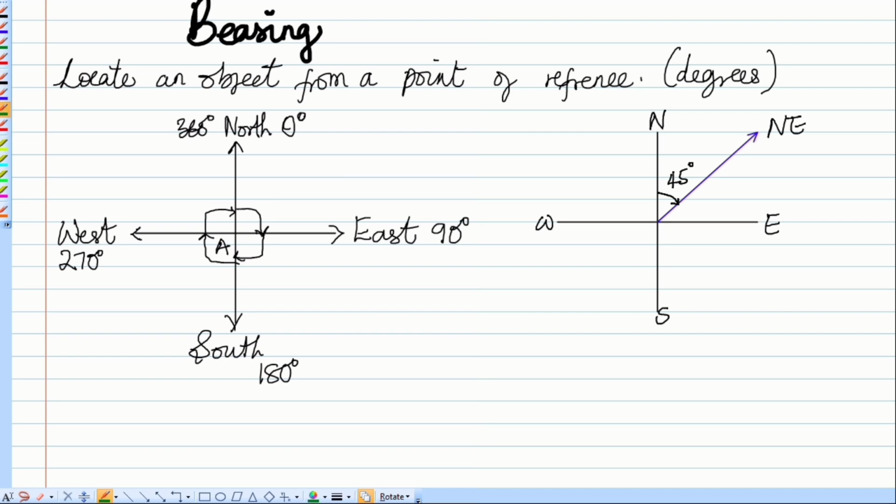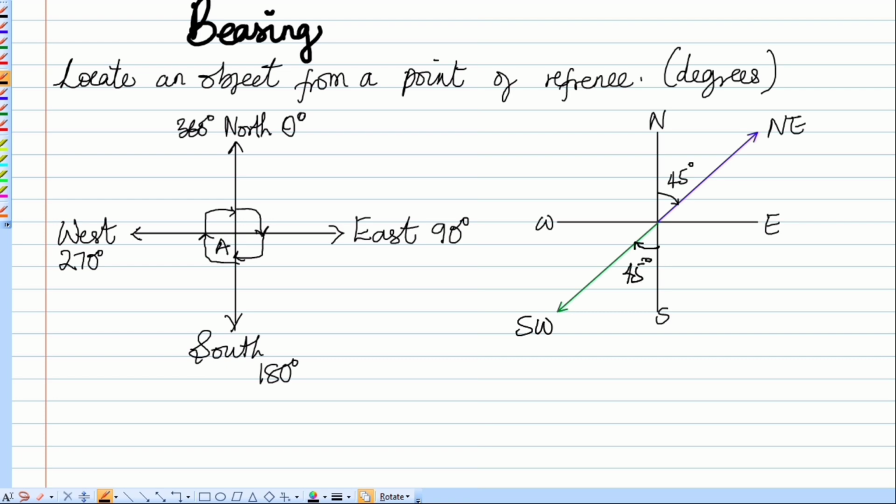So anytime you're told the bearing of something is maybe northeast, southwest, or whatever, just know that the angle turned is 45 degrees. If we go in this direction, southwest, the angle that has been turned will be what? 45 degrees. So this will be the southwest. From the south, we've turned 45 degrees.